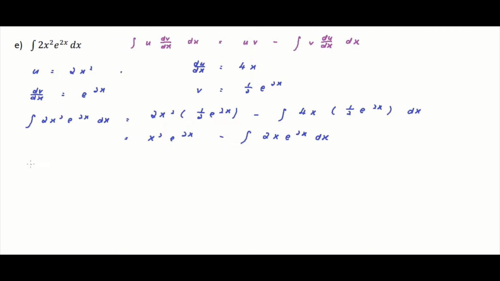Meaning that for 2xe2x, I'll need to do another time. So u equal to 2x and then du dx equal to 2, and then dv dx is e2x, and then v is 1 over 2 e2x. So after you have done this, then you can continue now. So the same thing here.